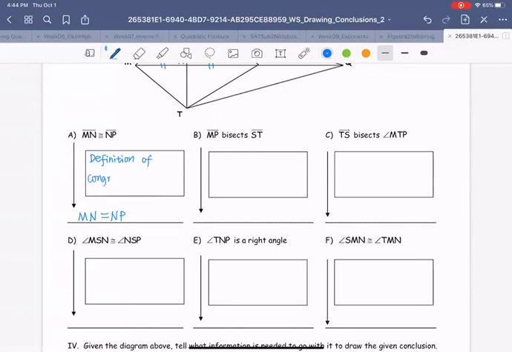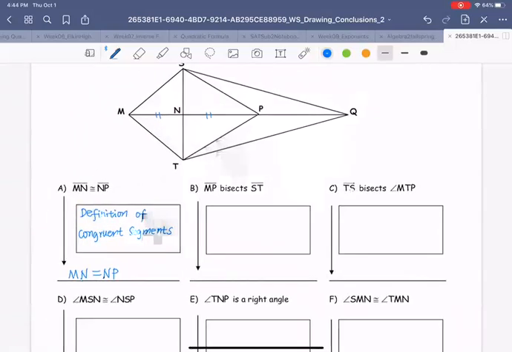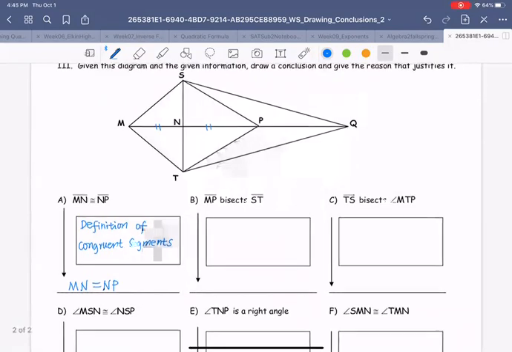MP bisects ST. Oh, hey, wait, I learned about this. Teachers teach this stuff, right? Okay, I get it. I remember this somewhat. MP bisects ST.